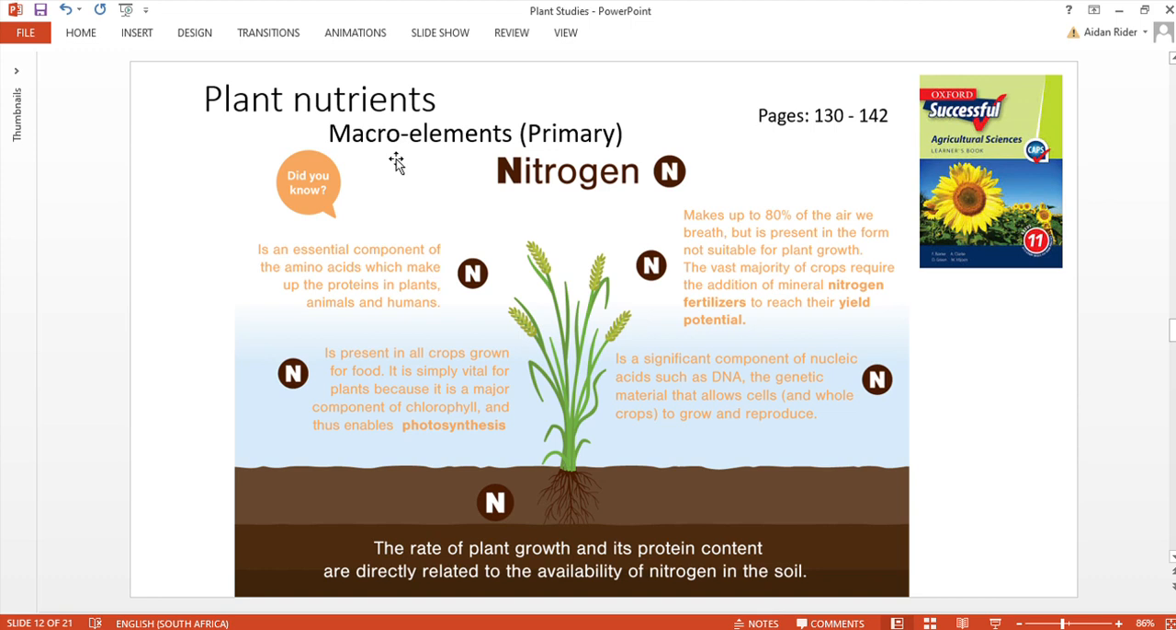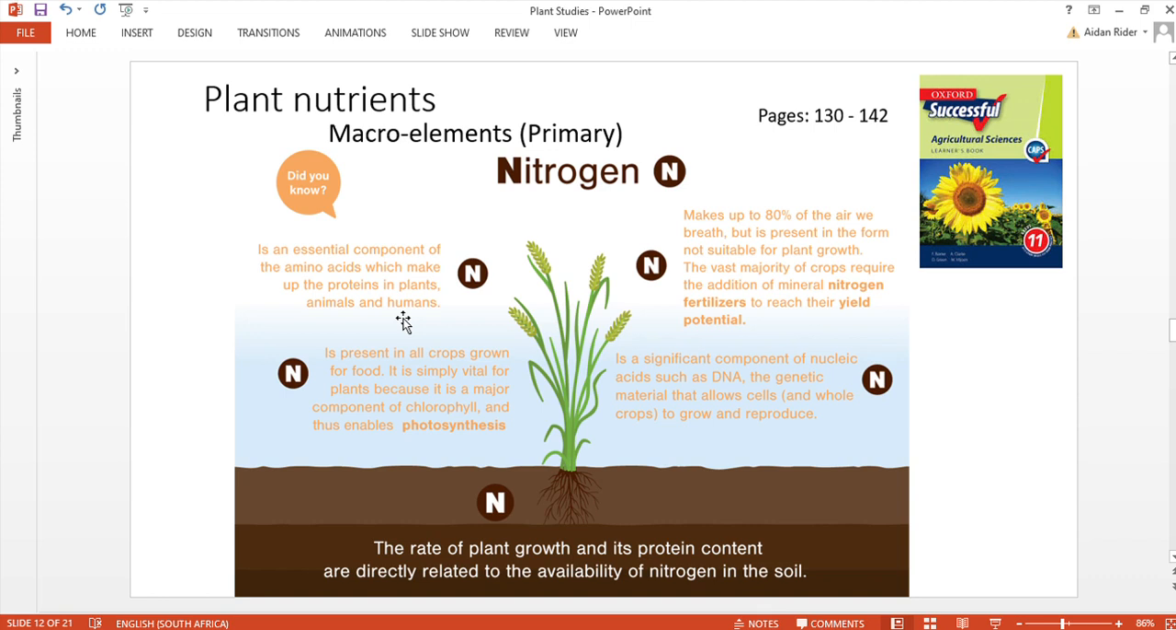So macro elements can be further divided into primary and secondary. So primary, obviously, is the most important, and secondary is second most important. So primary are things like nitrogen. So why is nitrogen so important? The rate of plant growth and the protein content inside of the plant is directly related to the availability of nitrogen in the soil. Okay, so yes, it builds amino acids, which is later on made into proteins, if you guys remember why we need nitrogen and amino acids for.